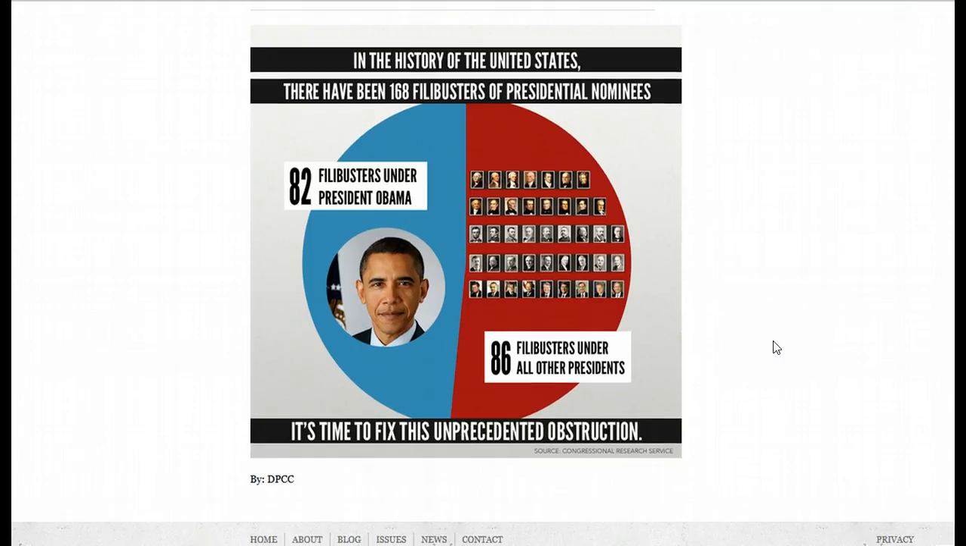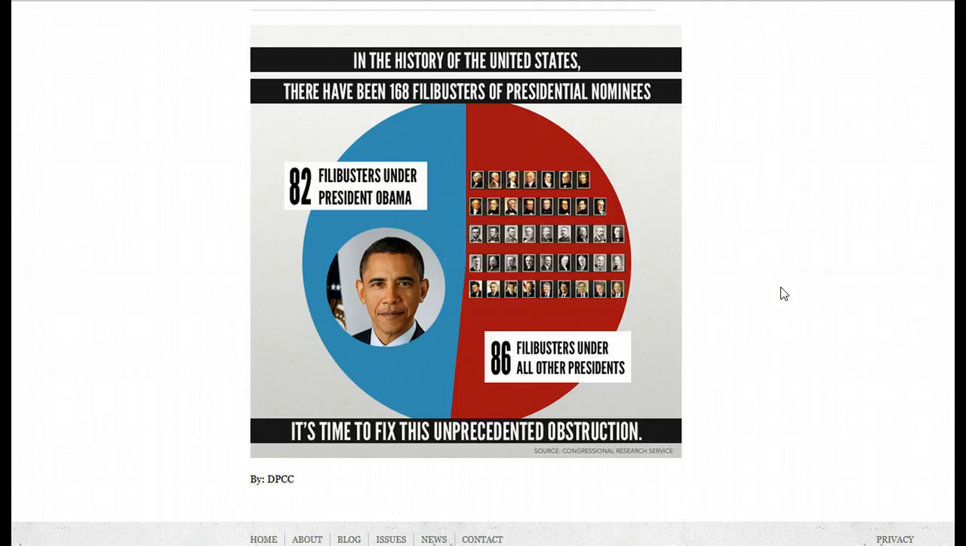During his term as president, 82 of the nominees that he has put forth have actually been filibustered, that have been blocked by the opposition party, by the Republicans in the Senate. In the rest of history combined, 86 filibusters took place for all other presidents combined. And so this was obviously an ad trying to argue for changing the process, and Democrats actually did change the process the last 2 years.